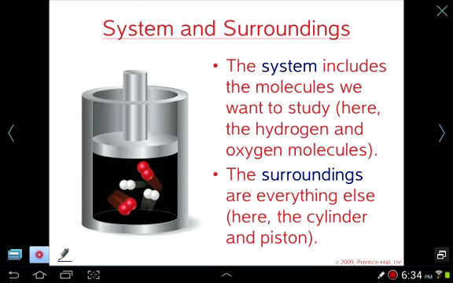So some more definitions. We have to define what's called a system and the surroundings, as we're going to study this transfer of energy between the reactants and products. So a system essentially includes all your molecules, and then the surroundings, everything else, including the outside world, including this piston, including this cylinder and the walls of the cylinder, and so forth. So really, the system is only what's inside. The chemicals are the system.